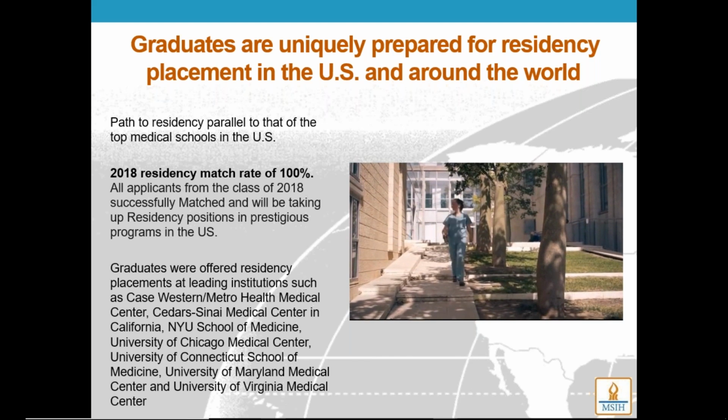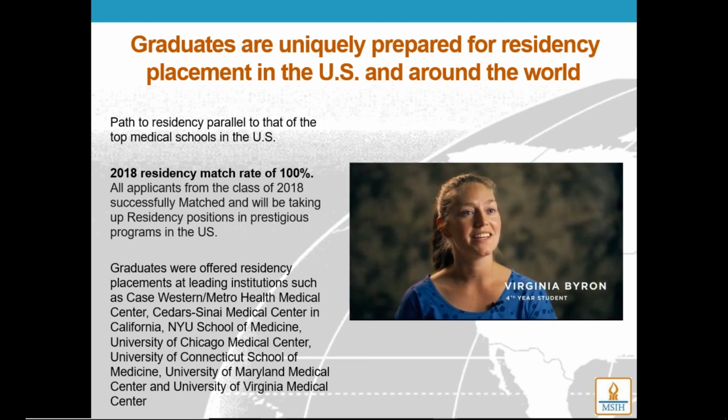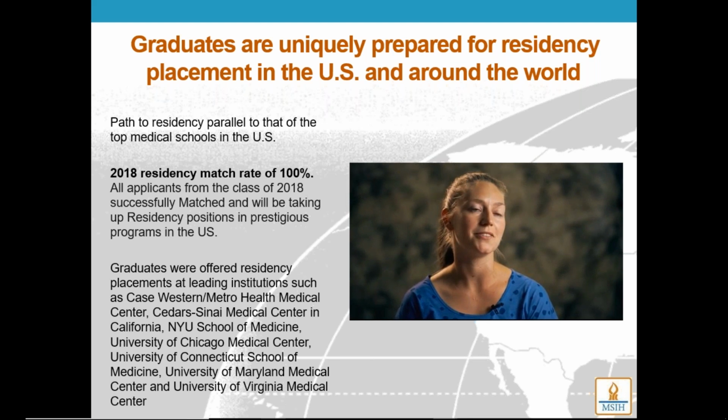My name is Virginia Byron, and I'm a fourth-year student at the Medical School for International Health at Ben-Gurion University of the Negev in Beersheba, Israel. I'm originally from Alexandria, Virginia, outside of Washington, D.C., and I graduated from Princeton University in 2010 with a major in evolutionary biology, and I'm also a dancer. And I just matched to Tulane University Pediatrics in New Orleans, and I'll be heading there in just a couple of weeks.